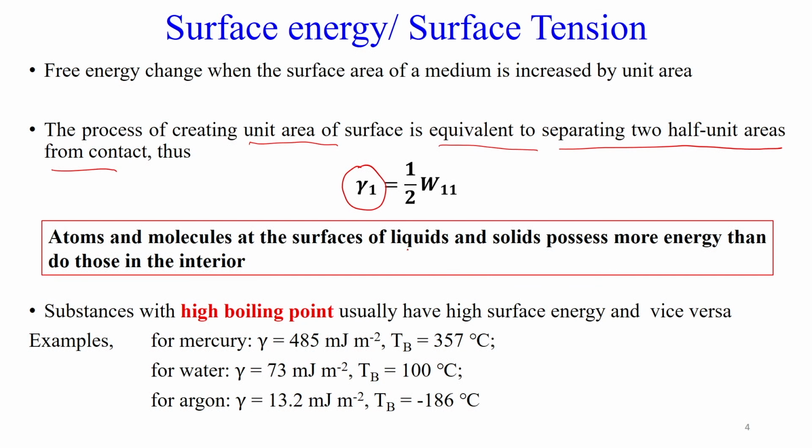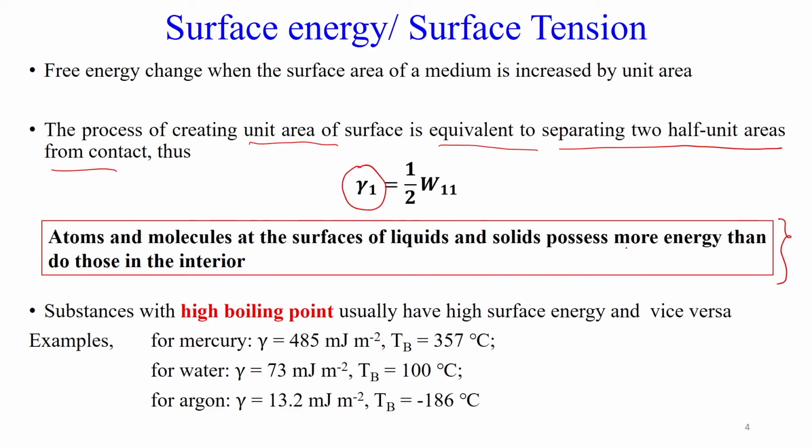Atoms and molecules at the surface of a liquid or solid possess more energy than those in the interior. So, it simply says that is why these liquids or solids possess surface energy, because their energy at the interface, at the surface, is always higher than that in the interior.